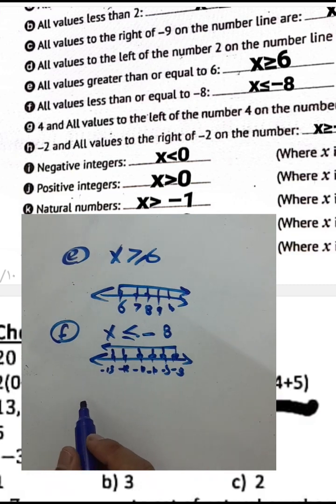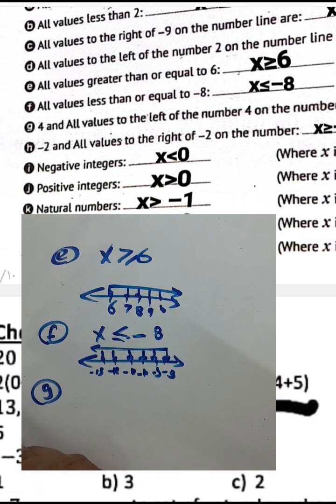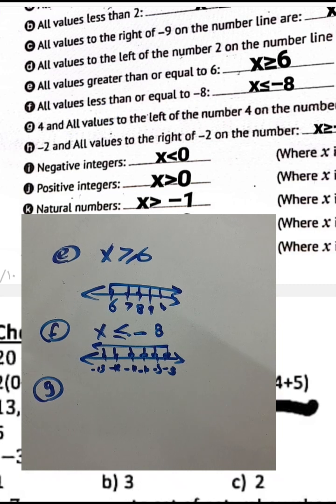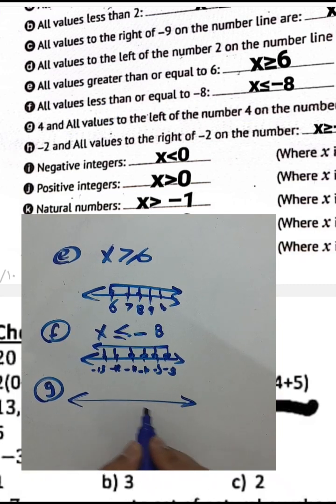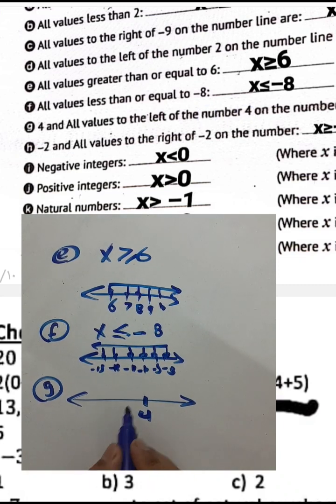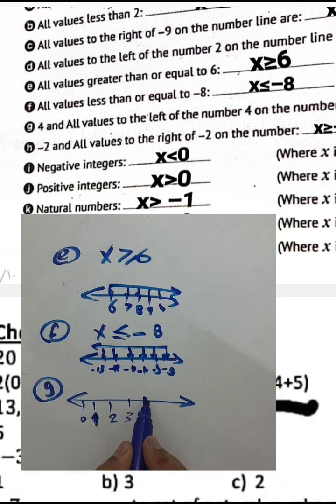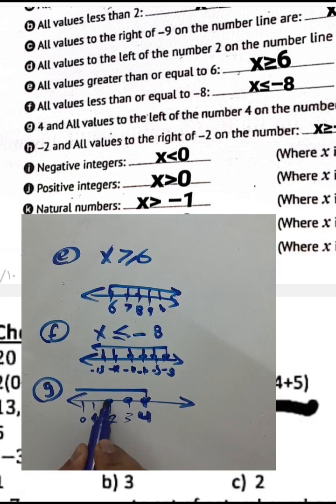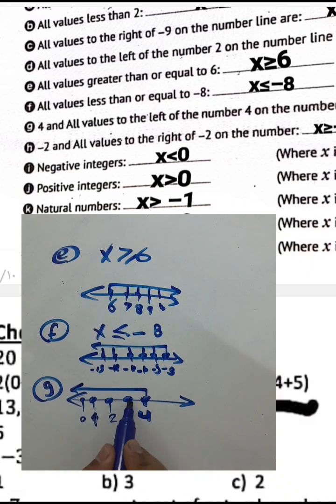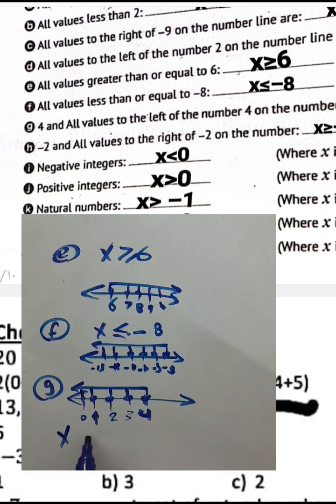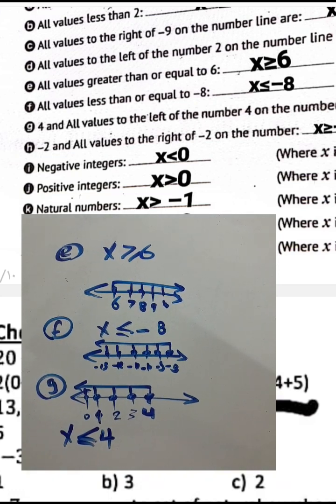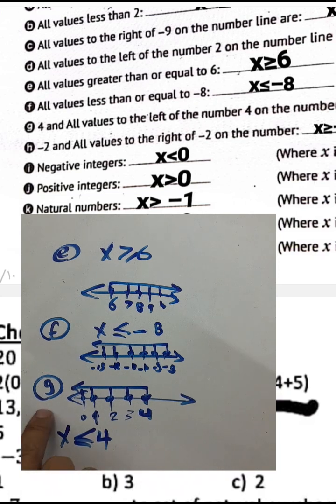Okay, question letter G. 4 and all values to the left of the number 4. 4 here, and all values left to the number 4, such as 4, 3, 2, 1, 0. So you must choose 4 and 3 and 2 and 1 to negative infinity, then x will be less than or equal to 4. Okay, it's question letter G. Question letter H.